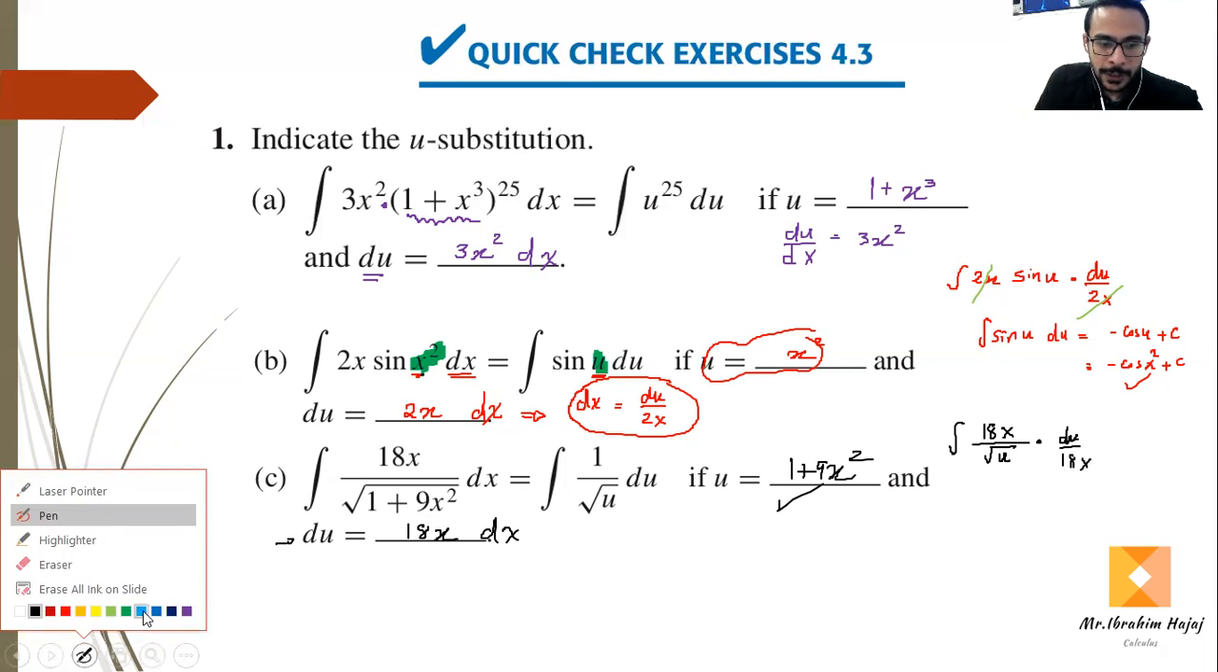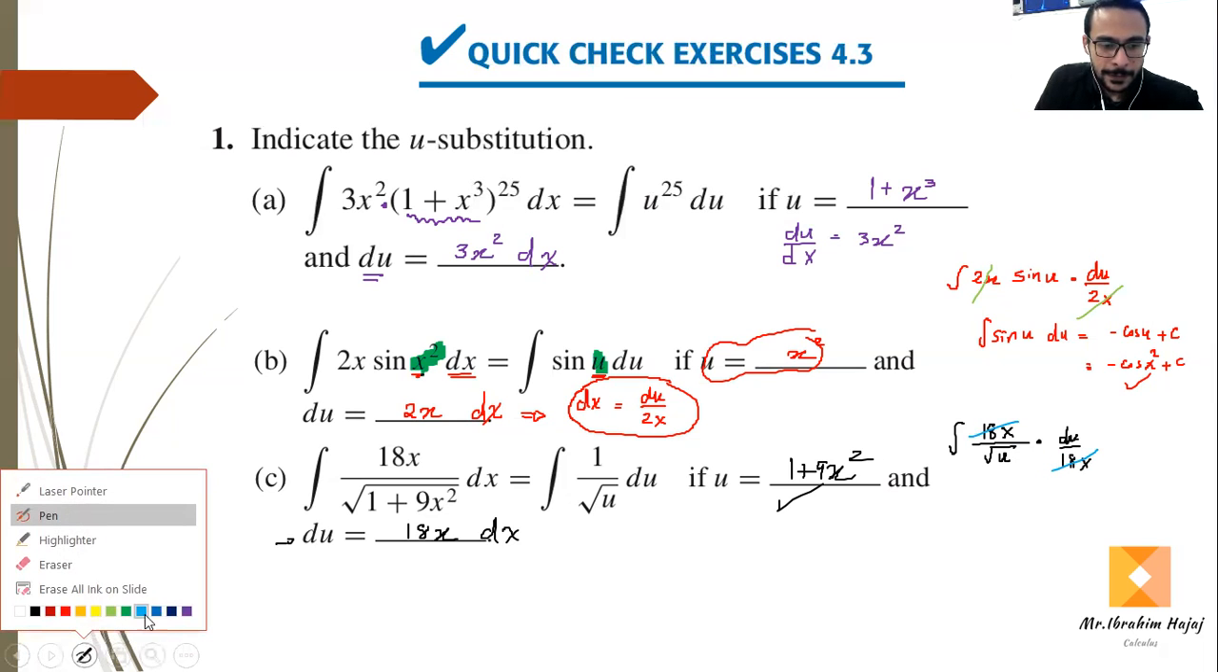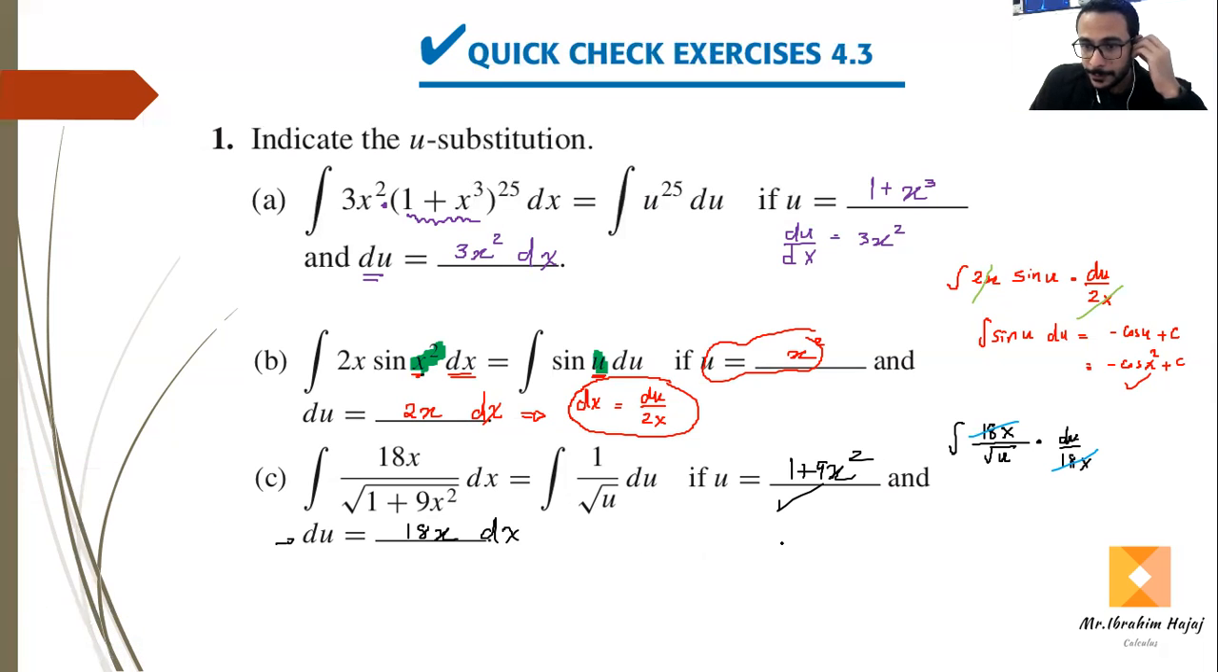Change the color. Cancel out 18x with 18x. So we have 1 over root u, or dx equals du over 18x, giving du over root u. Yes, du over root u. Nice. Yes, Mr. Omar.